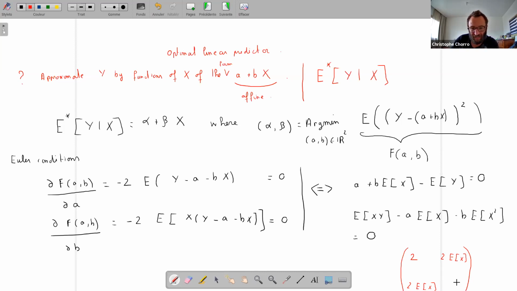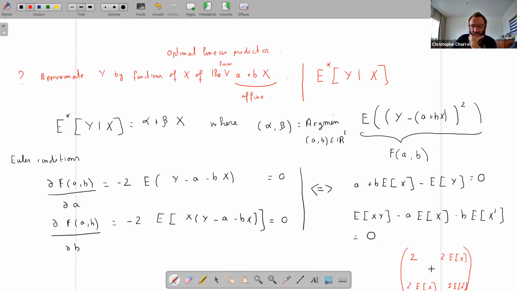Here, that is the second derivative of f with respect to b, 2 times b. Okay, so I obtain what? Here I obtain 2 the expectation of x squared.